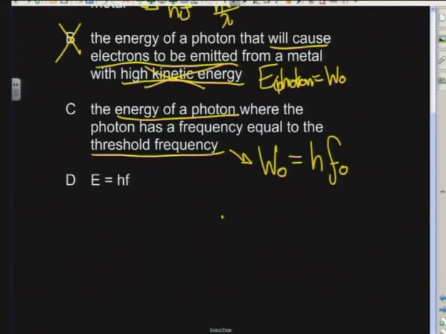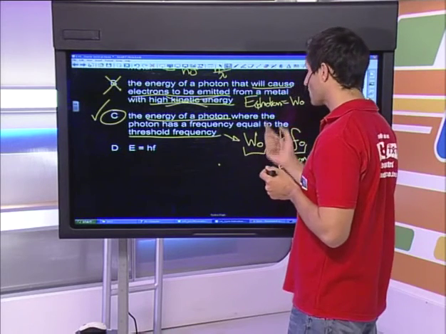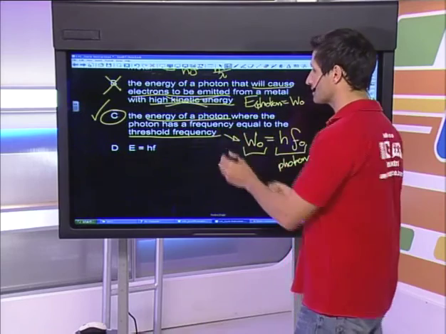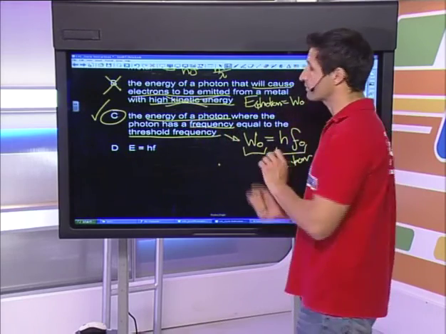Now guys, if your photon has got the same frequency as the threshold frequency, that means that you are equal to the work function. And whoever got this right, guys, that's awesome. That's amazing. Very, very cool. Option C is the correct one. The energy of a photon, so that's h times f, where the photon has a frequency equal to the threshold frequency.